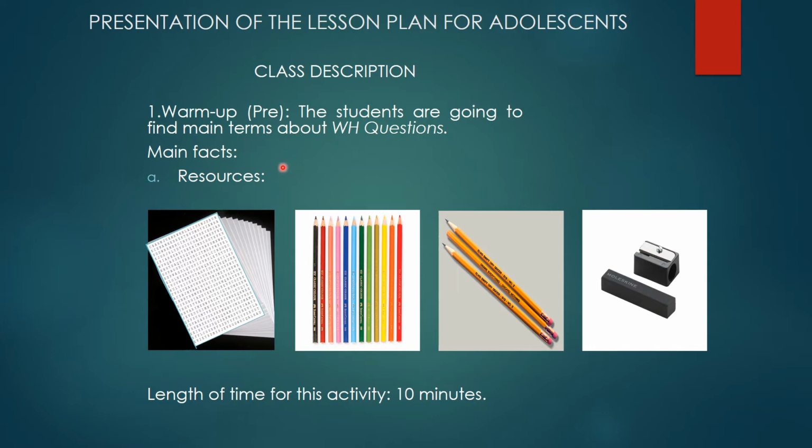For this activity, the main facts are: resources. For example, I have the alphabet group, the color pencils, erasers, and sharpeners. Length of time for this activity: 10 minutes.